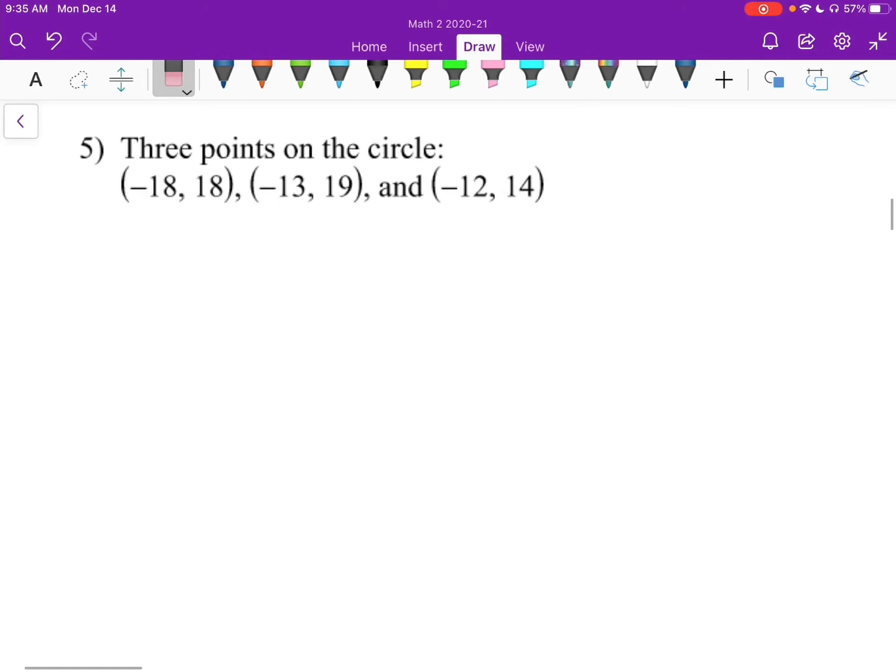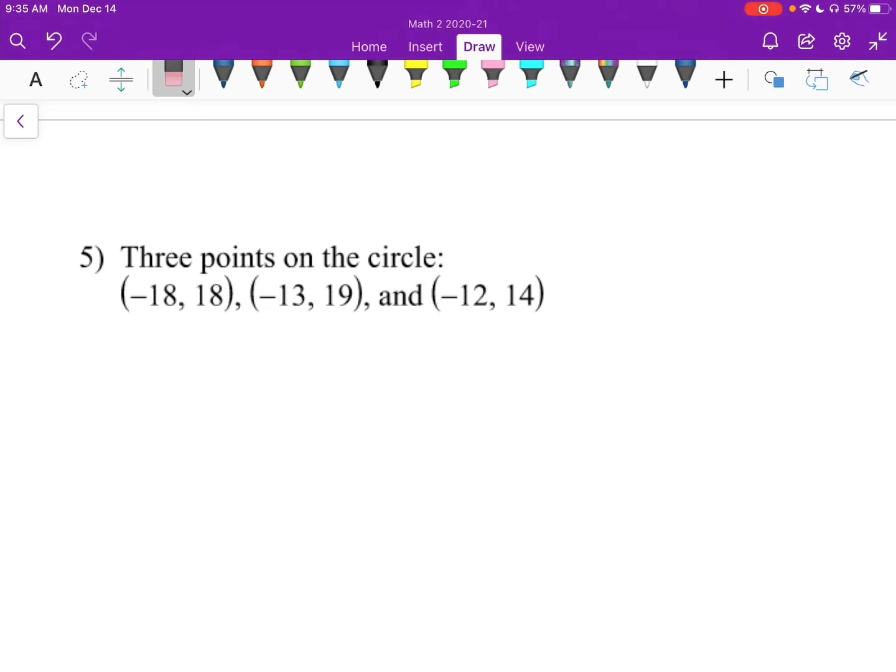So let's begin. We have 3 points on a circle, and we're supposed to find the circle equation. Before we've done 3 points on a parabola, and we had to find the parabola equation, or the quadratic. This time I'm going to write down my circle formula, (x minus h) squared plus (y minus k) squared equals r squared. What we are looking for is our h, our k, and our r.